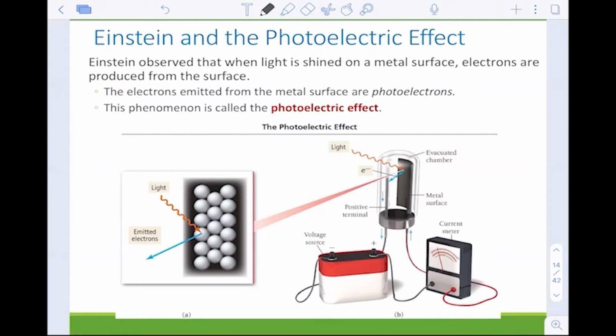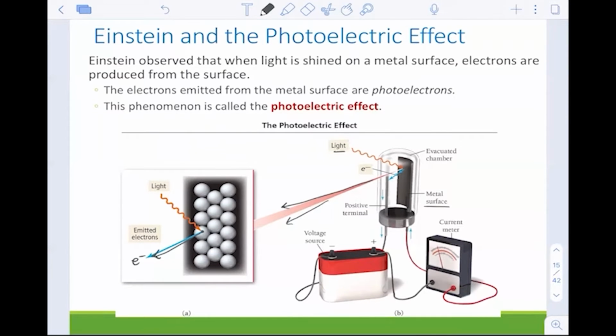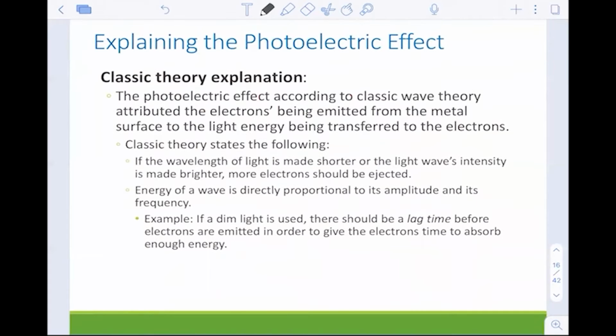So he would take, in an evacuated chamber, a metal surface. And what happened was as he shined light on that metal surface, and I like how it's kind of brought up here, expanded for you, the light impacts the atoms of that metal surface and then ejects an electron. So you would notice a little spark. What was developed from this are a couple of new statements.